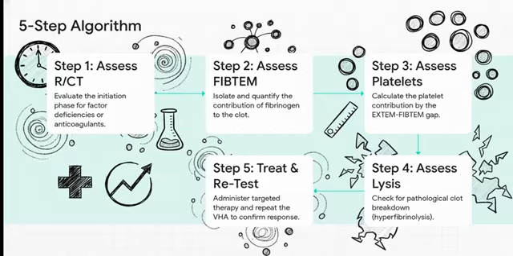For safe and effective clinical application, a systematic, repeatable framework is absolutely essential. Step 1. Assess initiation via the R time or CT. Step 2. Assess the specific fibrinogen contribution using the FIBTEM MCF. Step 3. Calculate the platelet contribution by looking at the EXTEM-FIBTEM gap. Step 4. Assess for fibrinolysis via LY30 or ML. And the final crucial step: administer targeted treatment and then repeat the assay to assess the patient's physiological response.